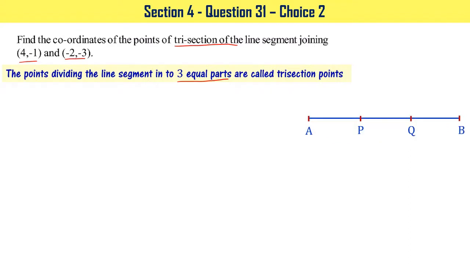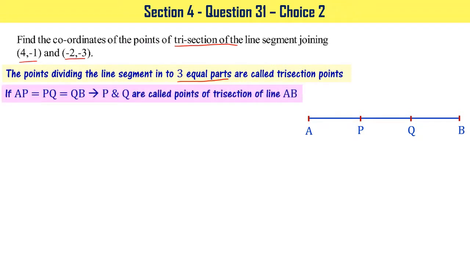If we are given line segment AB, the points P and Q are chosen such that AP equal to PQ equal to QB. It has become 3 equal parts. If AP equal to PQ equal to QB, then we say that P and Q are the points of trisection of line segment AB. Now we are given A and B, those are these 2 points, and we have to find P and Q such that AP equal to PQ equal to QB, so that we will be in a position to answer the coordinates of the points of trisection of the line.